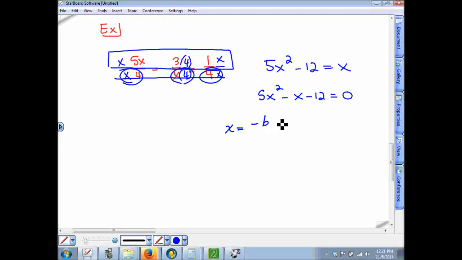X equals opposite of b plus or minus the square root. B squared minus 4ac.